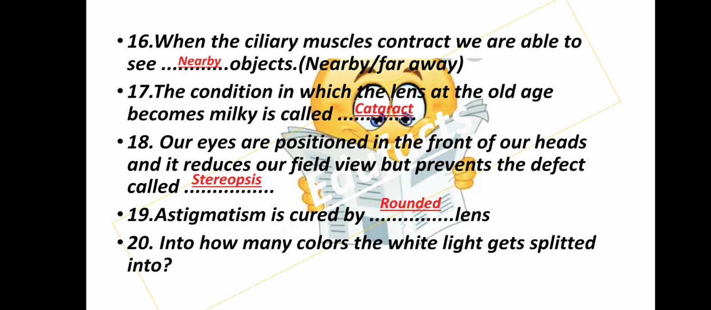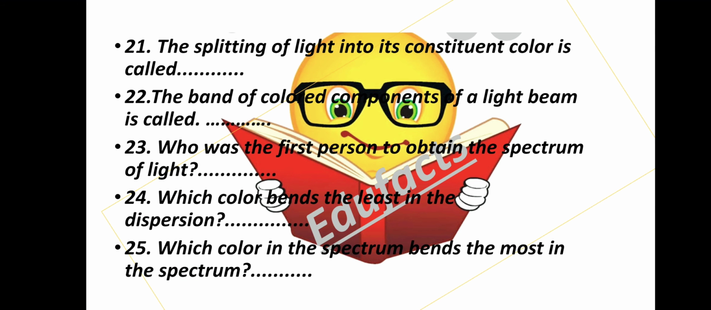These result in blurred or distorted vision, or blurred vision at any distance, right? Next question: into how many colors does white light get split? There are 7 colors in white light. The splitting of light into its constituent colors is called dispersion of light.